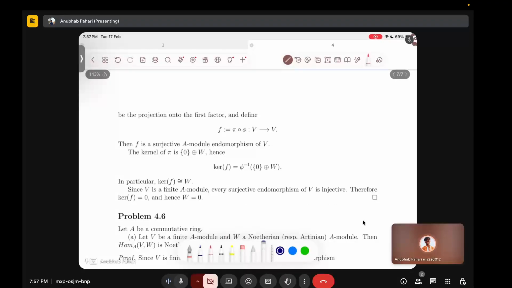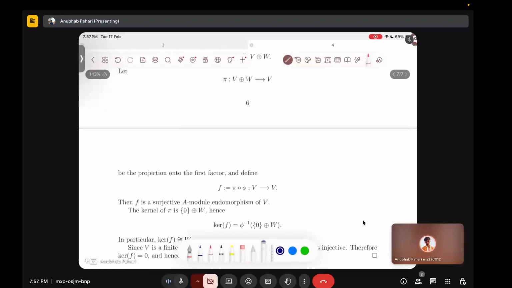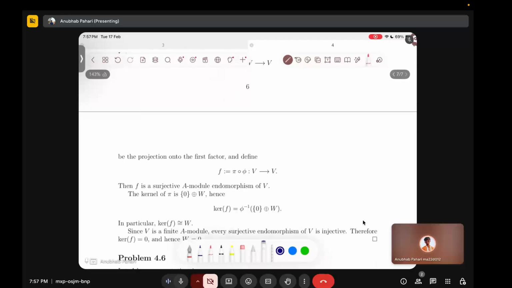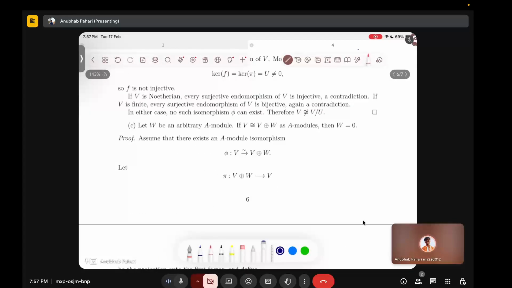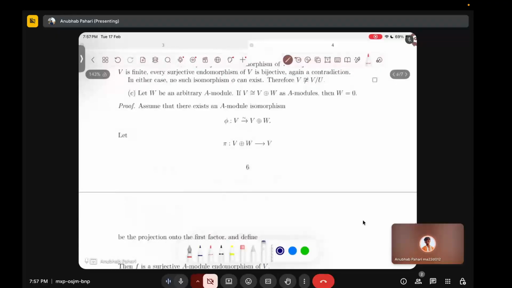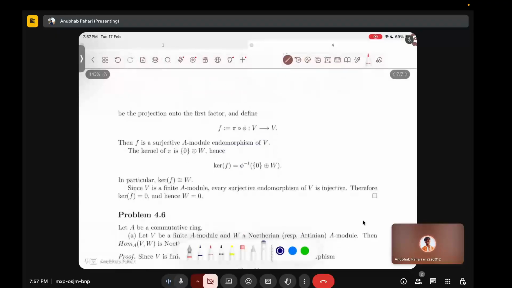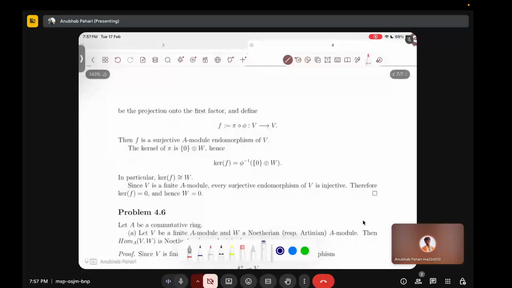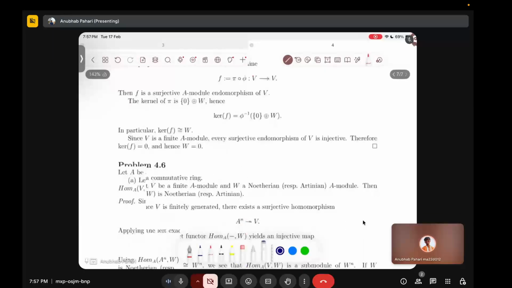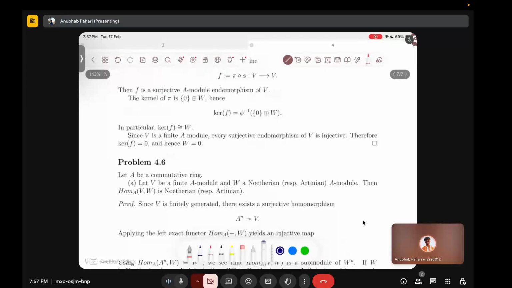Then F is a surjective A module endomorphism of V, which is clear from the map itself, and the kernel is 0 direct sum W. Since pi is a projection map, the kernel of F equals phi inverse of 0 direct sum W. In particular, the kernel of F is isomorphic to W, and since V is a finite A module, every surjective endomorphism of V is injective. Therefore, the kernel of F equals 0, and hence W is 0. This could be a nice exercise.